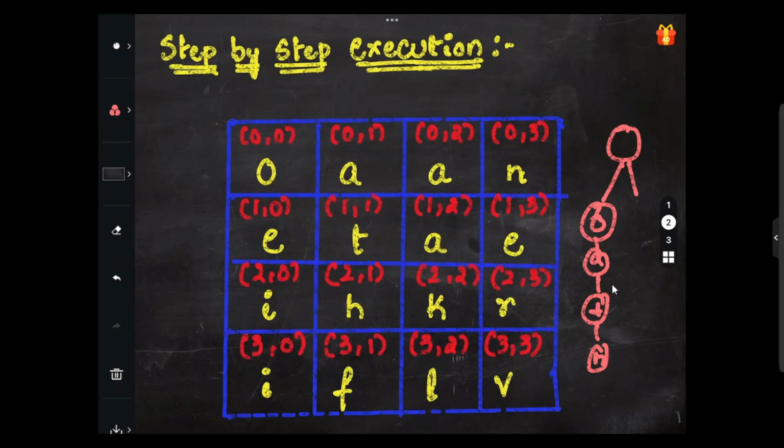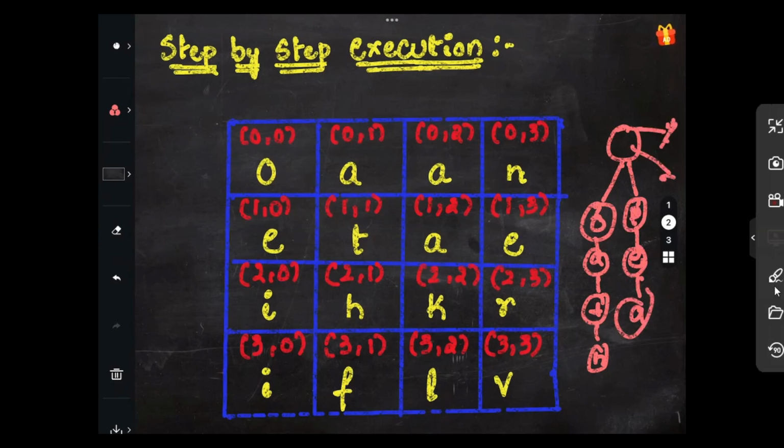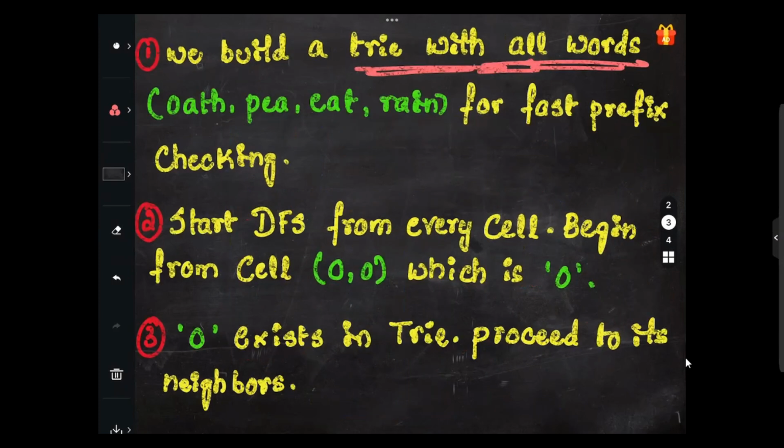The second word here is P, E, A. The same goes with the other two words as well here, so I'll not be writing them. I have just said the same goes with the other two words as well in this case. So we successfully built a trie for the fast prefix checking, right?